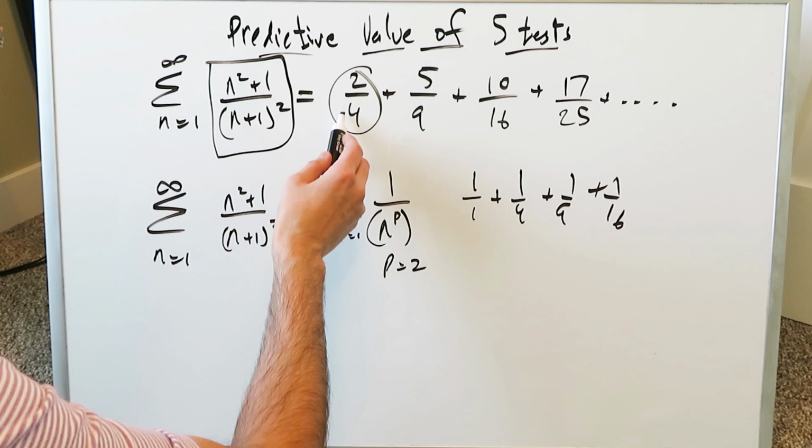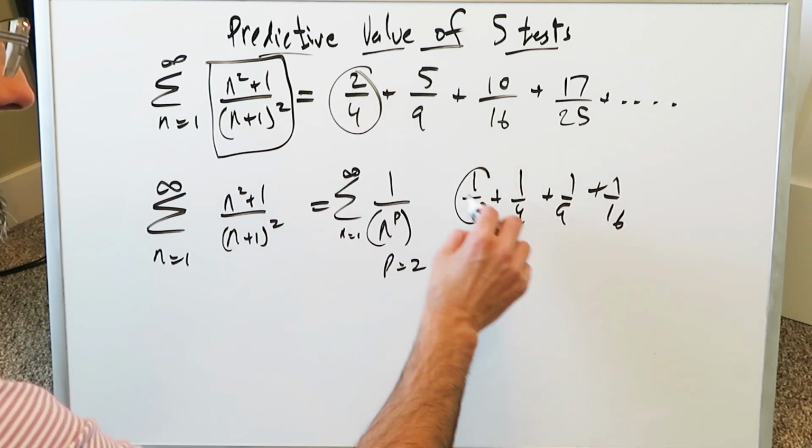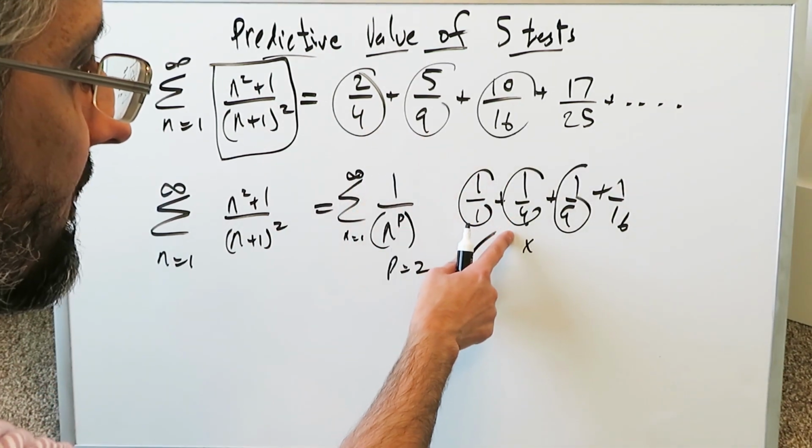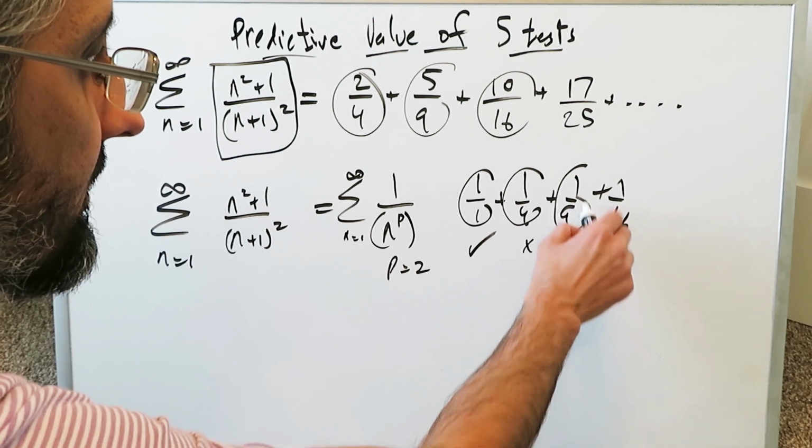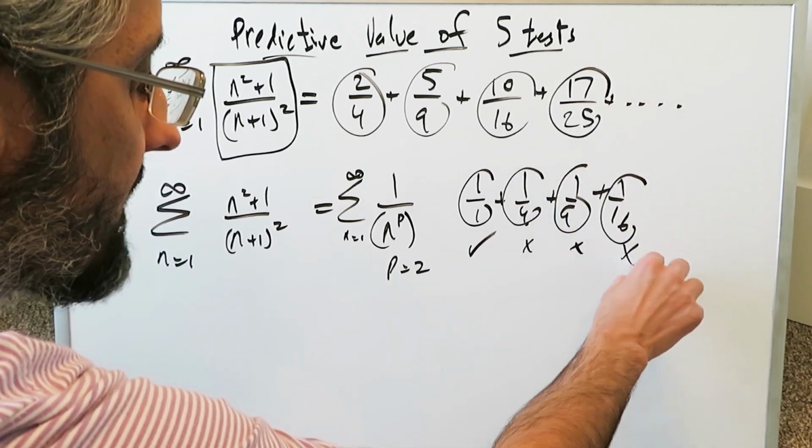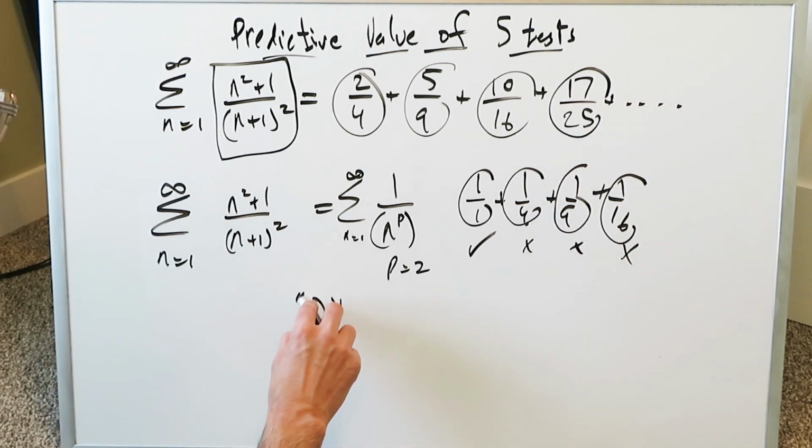In the first item of this series, it's smaller than that, so we check out. But the second is not smaller than this. The third is not smaller than this. The fourth is not smaller than that. So the comparison test fails with regards to convergence. We see divergence over here.